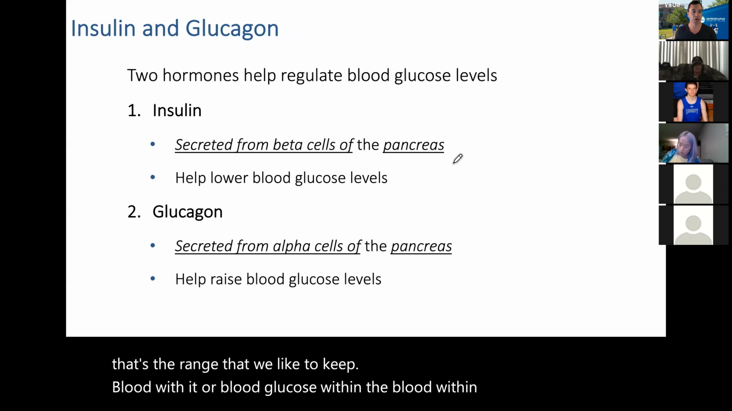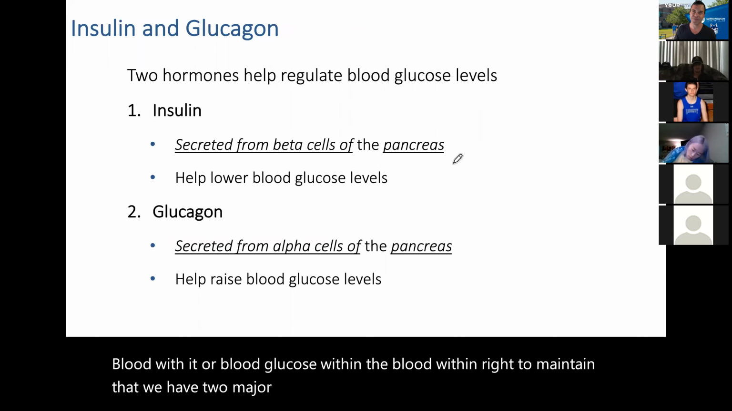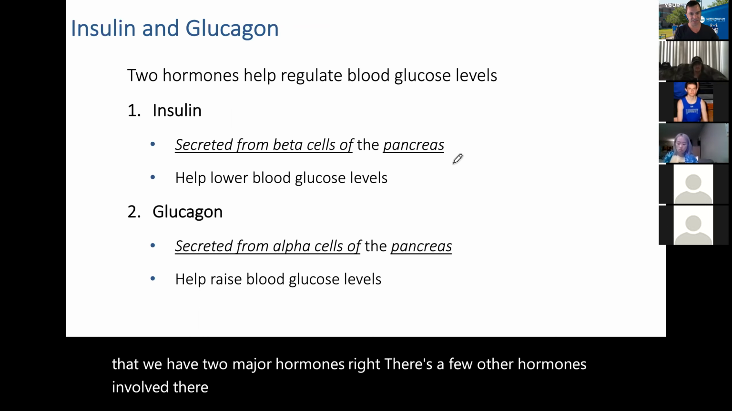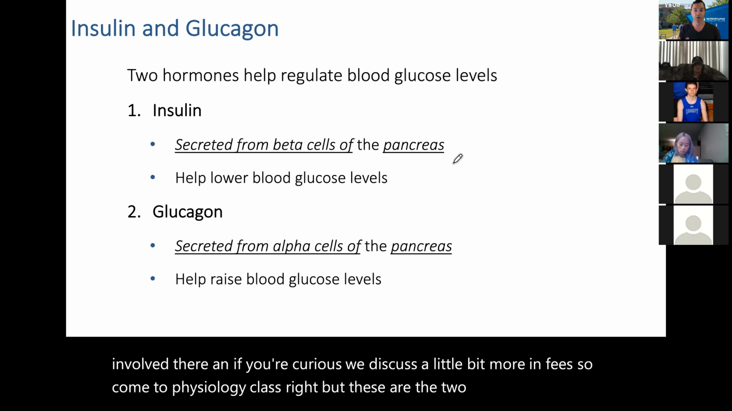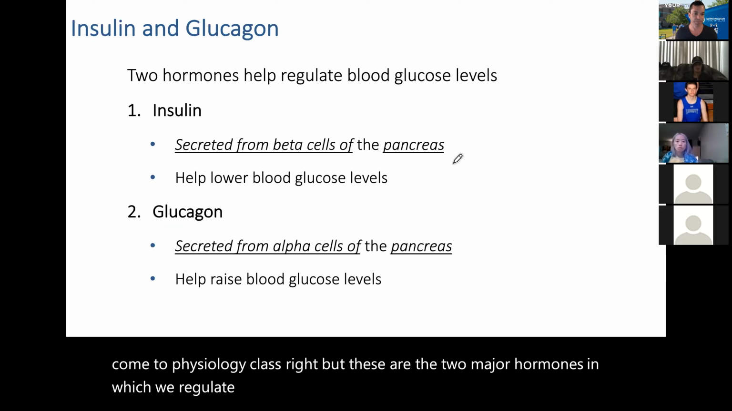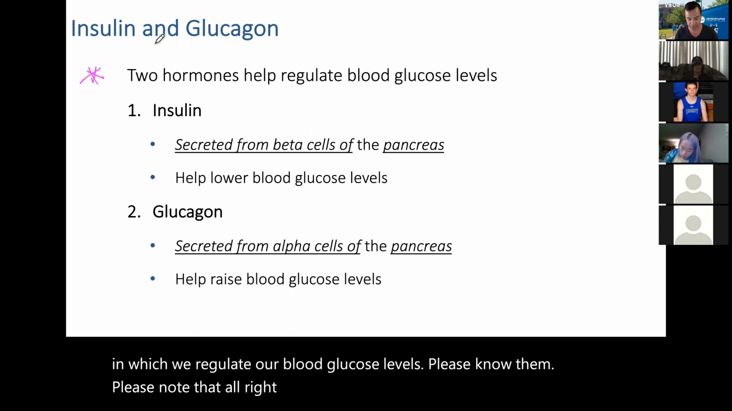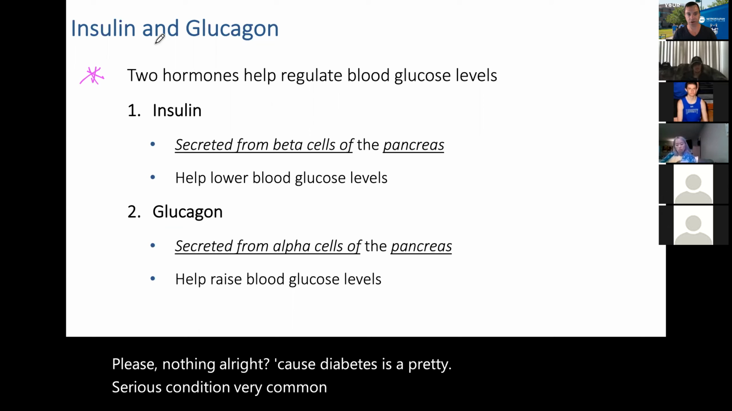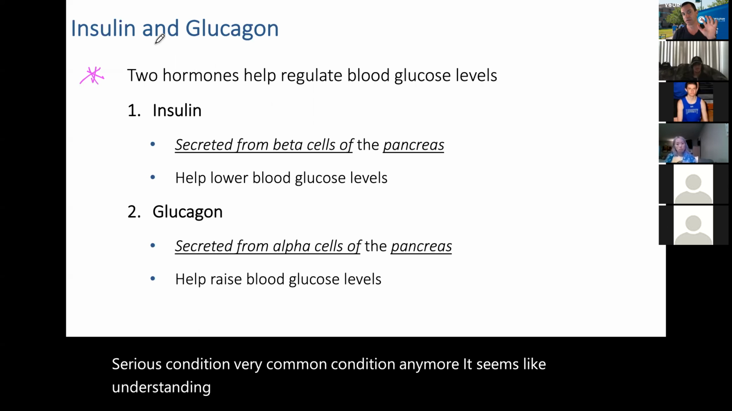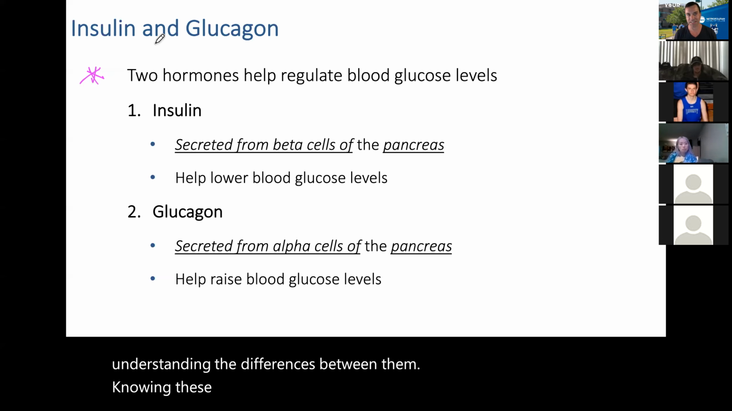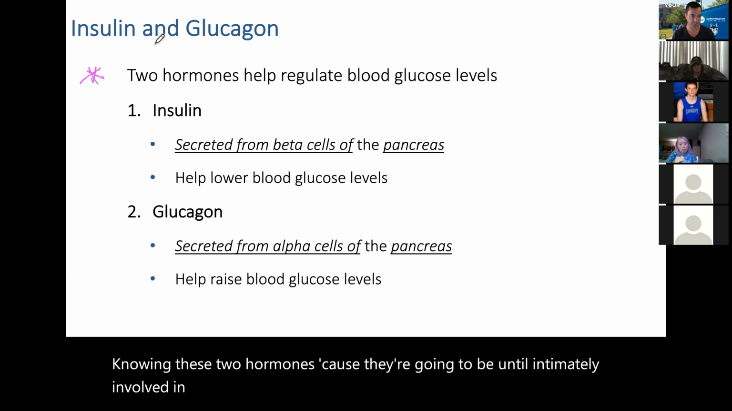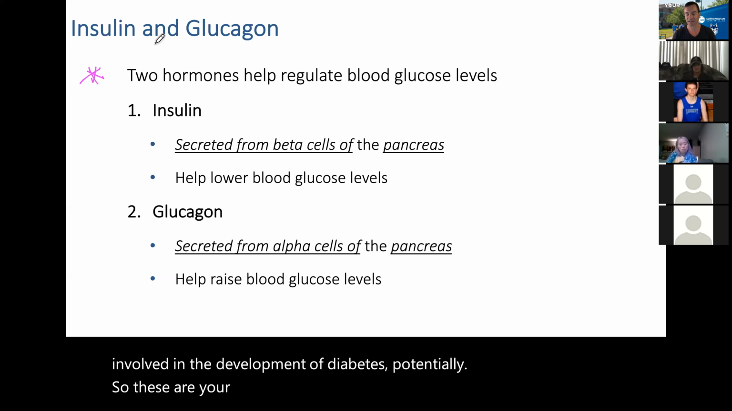To maintain that, we have two major hormones, all right? There's a few other hormones involved there, and if you're curious, we discuss a little bit more in physiology class, so come to physiology class. But these are the two major hormones with which we regulate our blood glucose levels. Please know them, okay? Because diabetes is a pretty serious condition, very common anymore, it seems like. Understanding the differences between them, knowing these two hormones, because they are going to be intimately involved in the development of diabetes potentially. So these are your two hormones, insulin and glucagon.